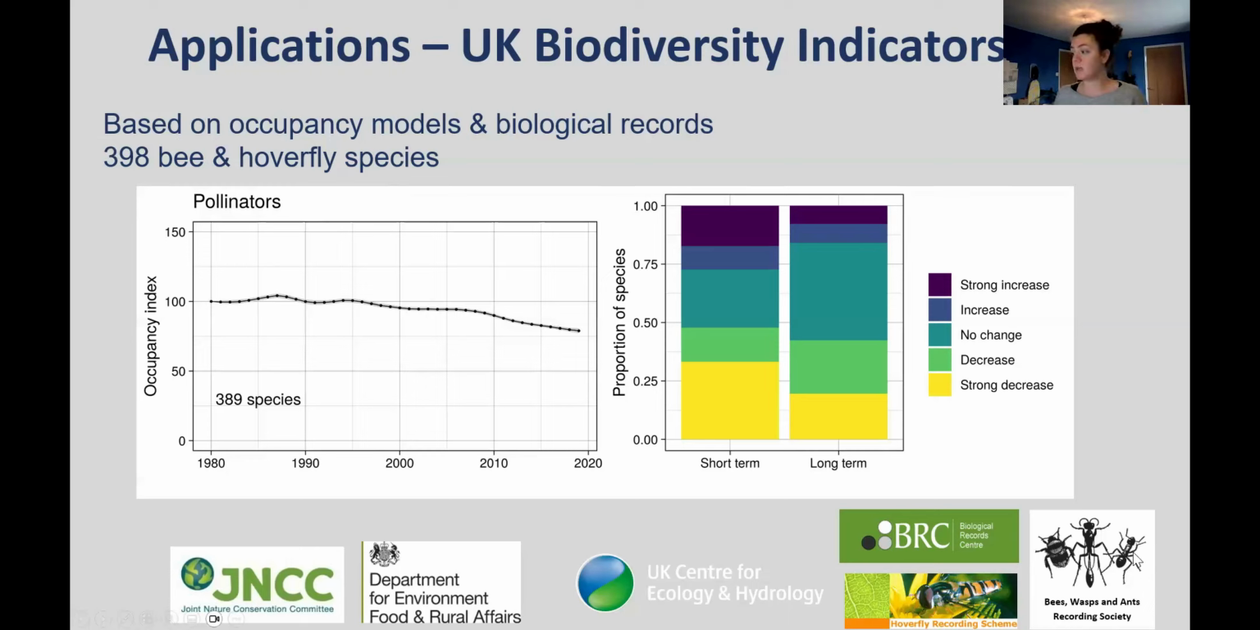So very worryingly, as you can see here, the pollinating insects have shown a decline in their distribution over the time period, quite a significant decline as well. And you can see here that there is a really large proportion of species that are still declining over the short term, which is the last 5 years.